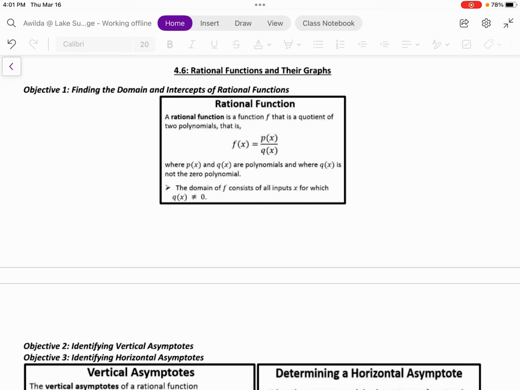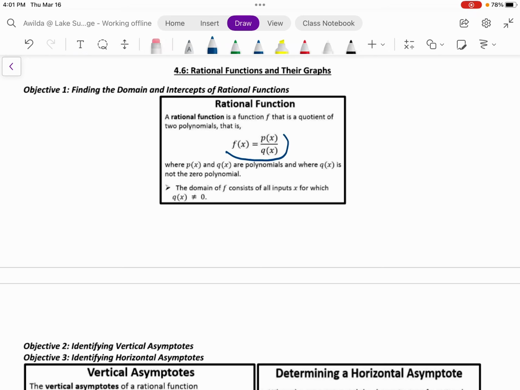So written in symbolic form, f of x would be a rational function if it is equal to the polynomial p of x divided by the polynomial q of x. In fact, the word rational in mathematics has the root word ratio, which is synonymous with fraction. After all, we can say a ratio is a quantity A compared to a quantity B, or equivalently, A over B. Rational functions, therefore, are functions that can be written as the ratio of two polynomials.